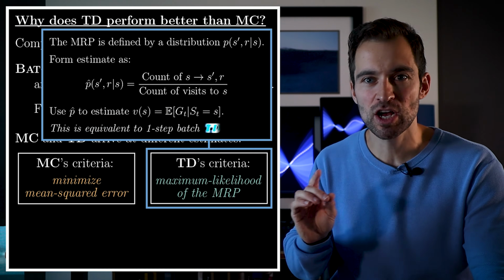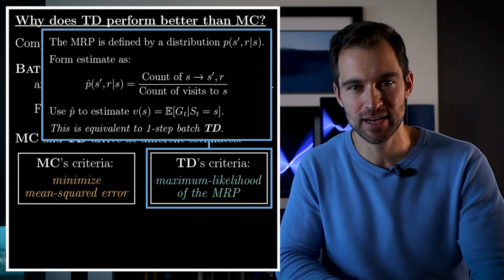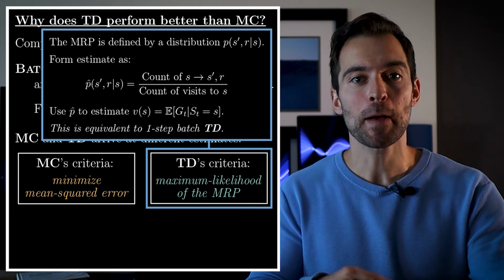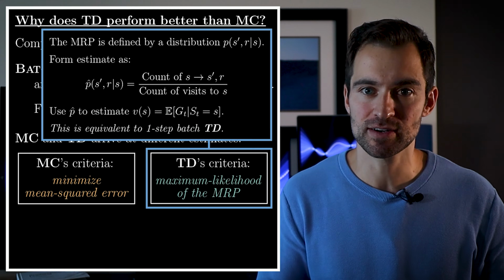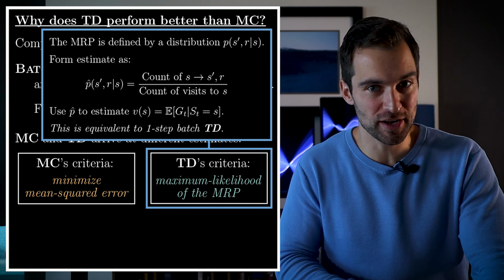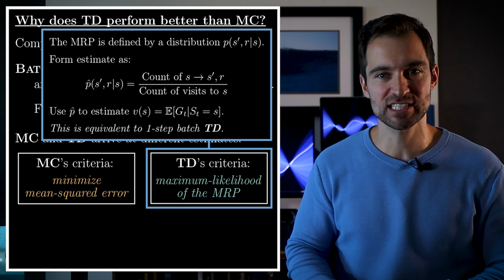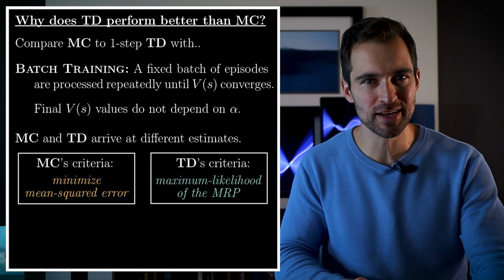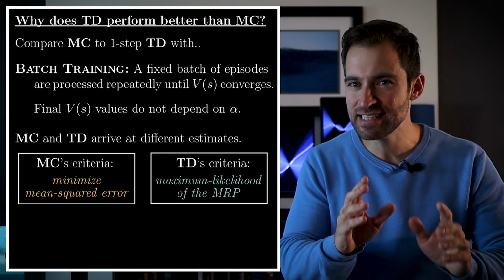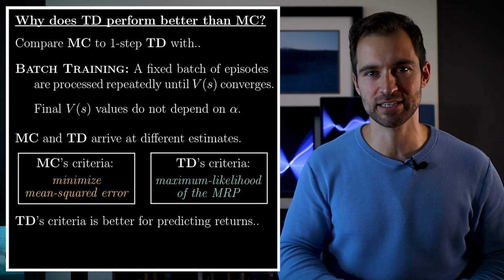This is equivalent to one-step batch TD. Without actually doing this approach, batch TD arrives at the same answer. Not sure about you, but I thought this was pretty unexpected. And it's a nice way to conceptualize TD. So with that explained, I can state the punchline. TD's criteria is better for predicting returns.